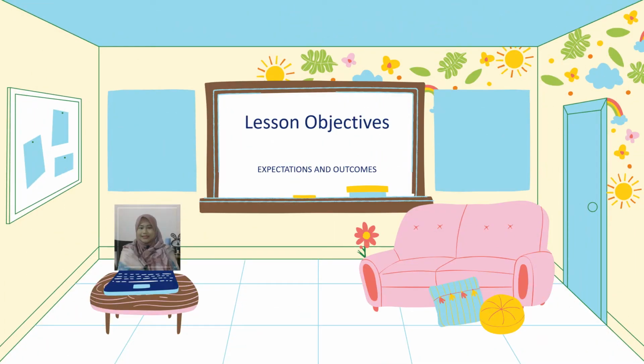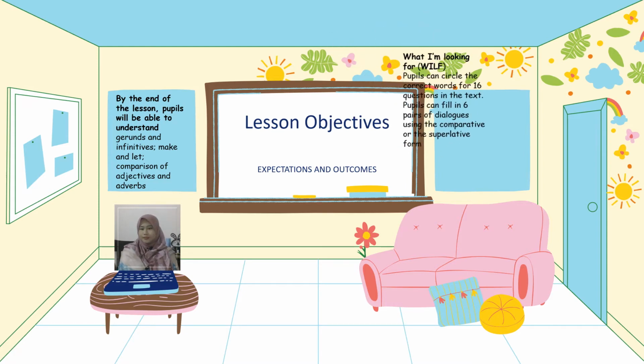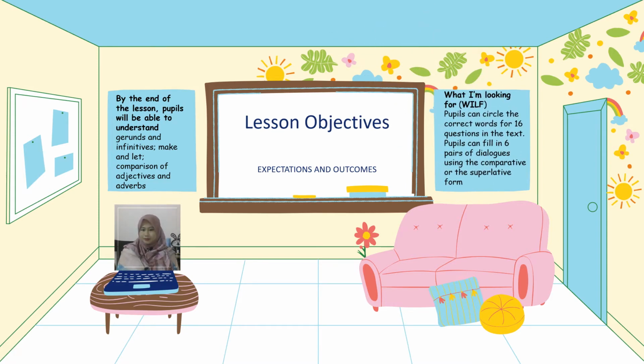Now let's look at lesson objectives. By the end of today's lesson, I hope that you will be able to understand gerund and infinitives, make and let, as well as the comparison of adjectives and adverb. So what I'm looking for is that you can circle the correct words for the 16th question in the text, and you can also fill in 6 pairs of dialogues using comparative and superlative form. So what are they? We are going to look at that after this.